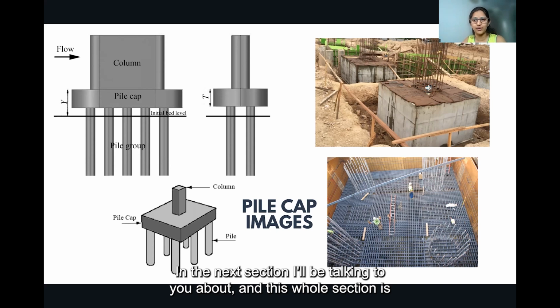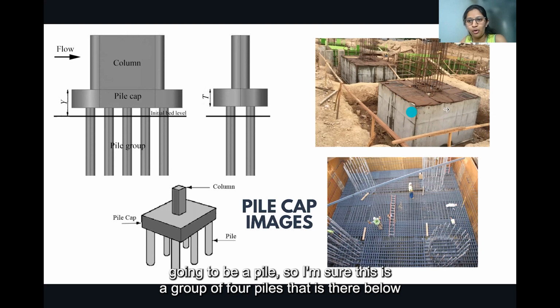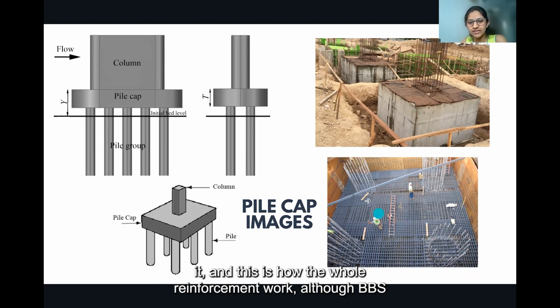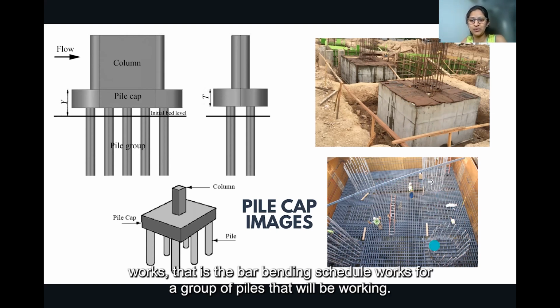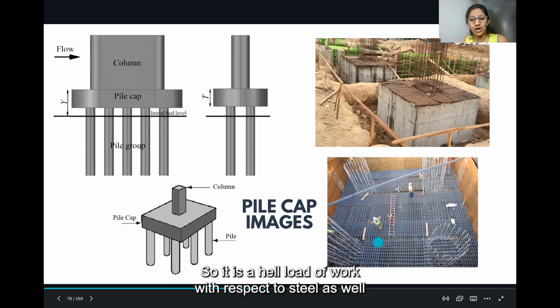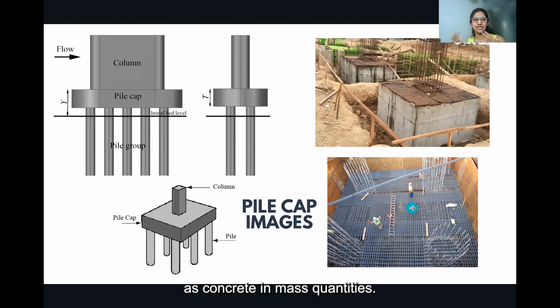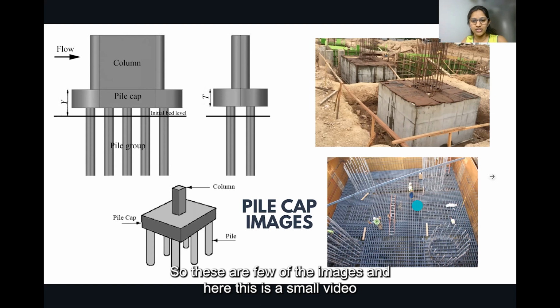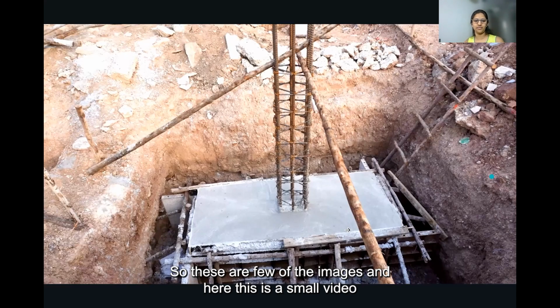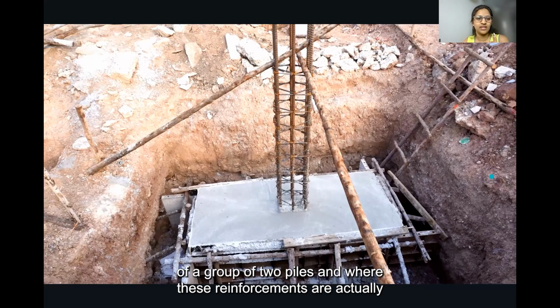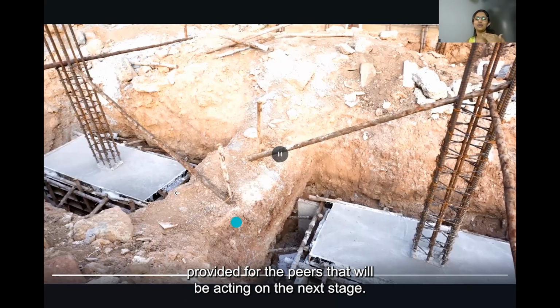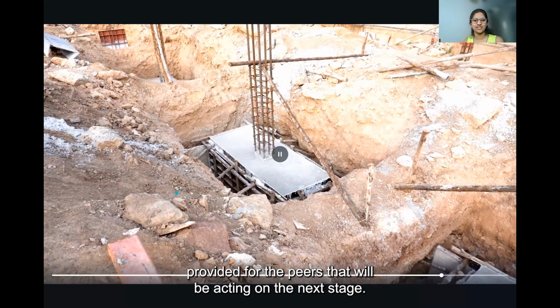Piers I'll definitely be talking to you about in the next section. This whole section is going to be a pile. I'm sure this is a group of 4 piles below it. And this is how all the reinforcement work, all the BBS works, that is the bar bending schedule works, for a group of piles will go. It is a hell load of work with respect to steel as well as concrete in mass quantities. That is what we will be working forward. These are a few of the images, and here this is a small video of a group of 2 piles, where these reinforcements are provided for the piers that will be acting in the next stage.